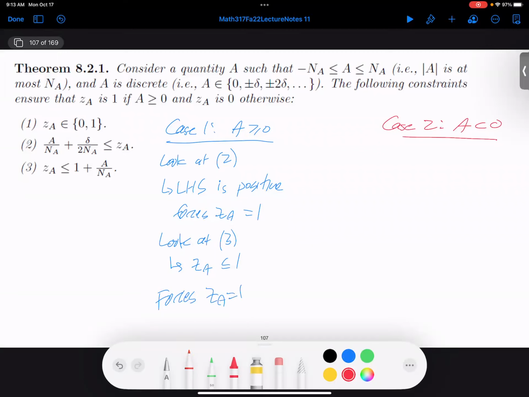Now let's look at the other situation. Let's assume A is less than 0. What can you tell me about 2? So what do we know about 2? A is now negative. We have A over NA plus delta over 2NA. What's true about the left-hand side? I'm sorry? It's negative. Why is it negative?